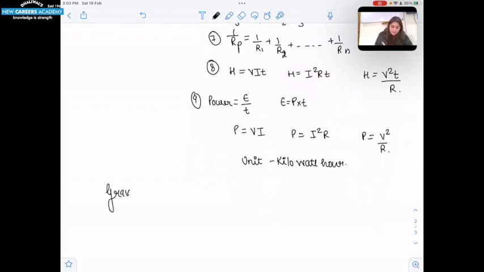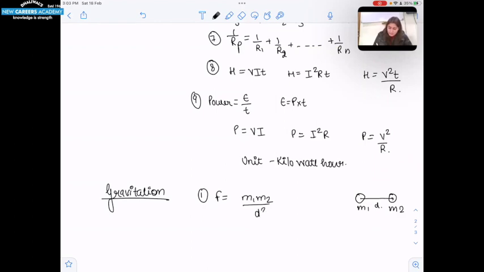Next chapter is gravitation. In this chapter, the most important formula is the mathematical expression of the universal law of gravitation. It says force between two objects is directly proportional to product of their masses. Let's say we have two objects having mass m1 and m2, and distance between them is d. So it is proportional to product of their masses and inversely proportional to distance between them.